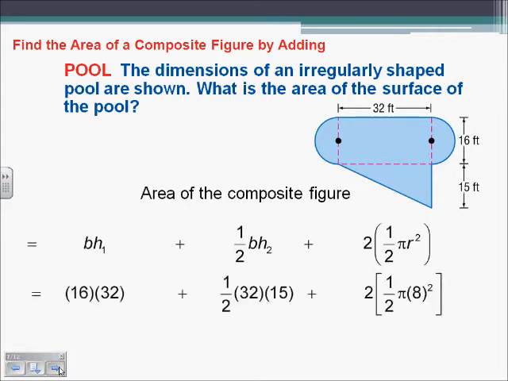We plug all of that in. We add them together. Our 512 plus 240 plus 64 pi. We're going to get an answer of approximately 953.1 square feet.